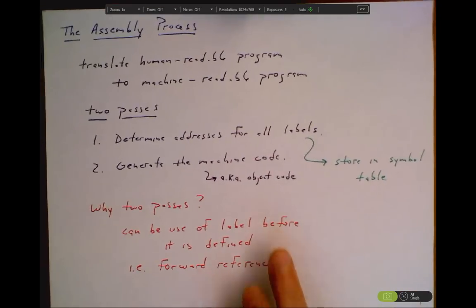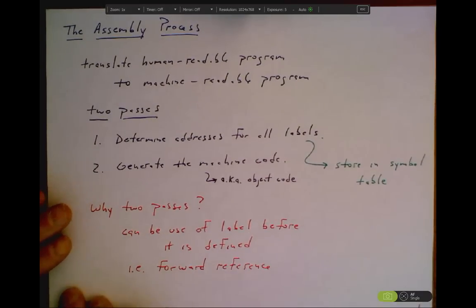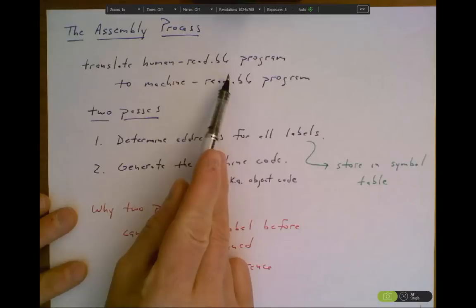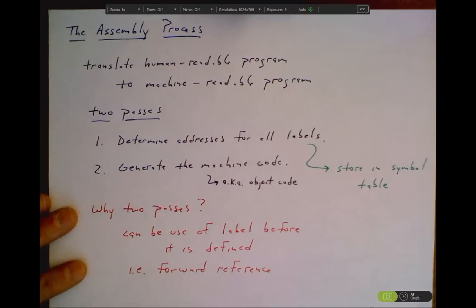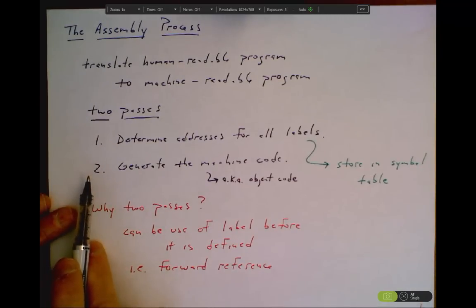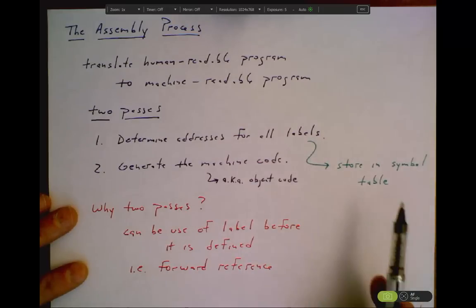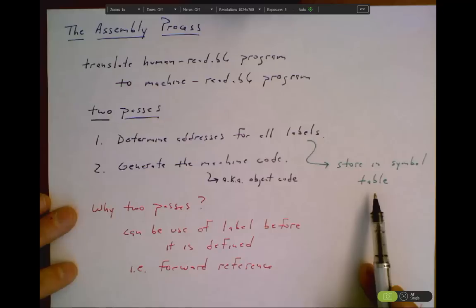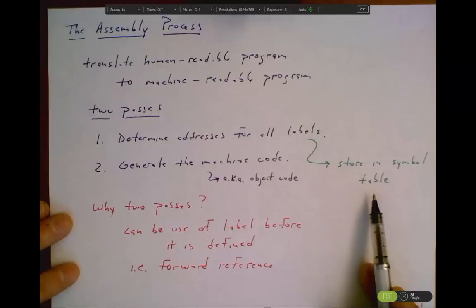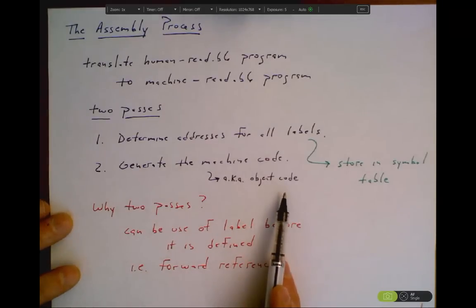First, let's talk about the assembly process itself before we dive into that example. Again, it's translating human-readable programs into machine-readable programs. The key thing is it's structured as two passes over the input. The first pass is to determine the addresses for all the labels and store those in a symbol table. So a symbol table will contain these label address pairs. Then on the second pass, we'll generate the machine code. I'll also refer to machine code as object code.